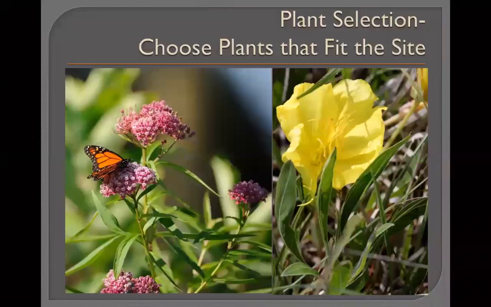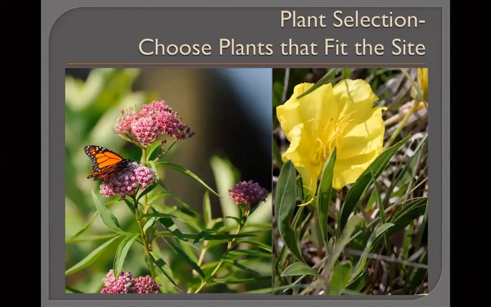So, plant selection. After you've evaluated your site, there is a plant palette, a group of plants that will fit your site, that will grow well in your site. Here's an example of 2 that will not grow well together. Swamp milkweed needs consistently moist soil. We have it around our pond. It blooms every late summer. Monarchs utilize it as they're migrating through, going south, but it needs consistently moist soil.